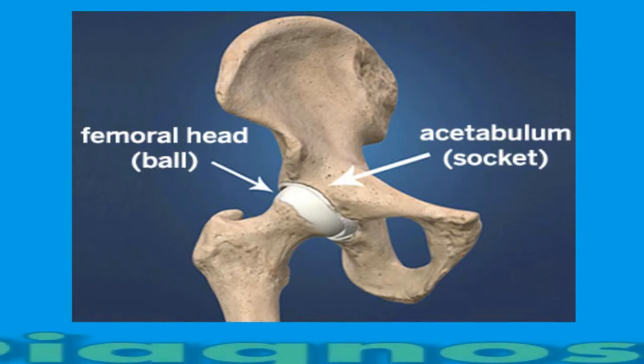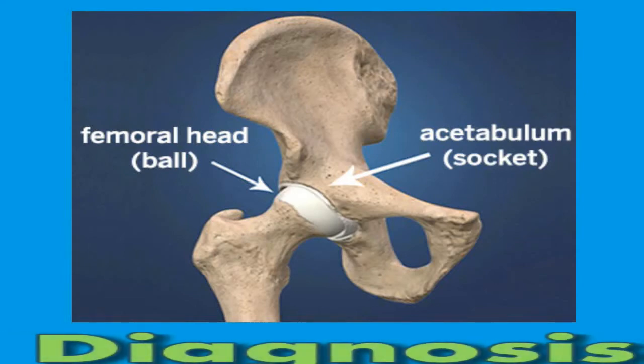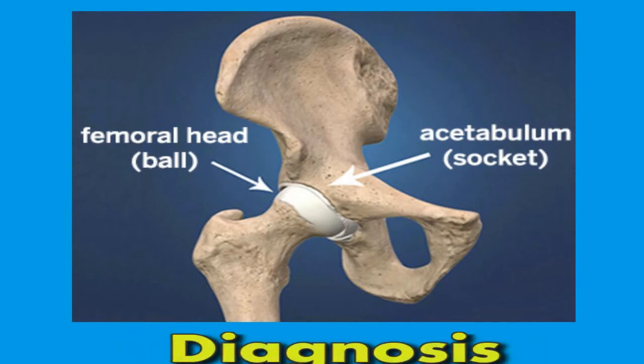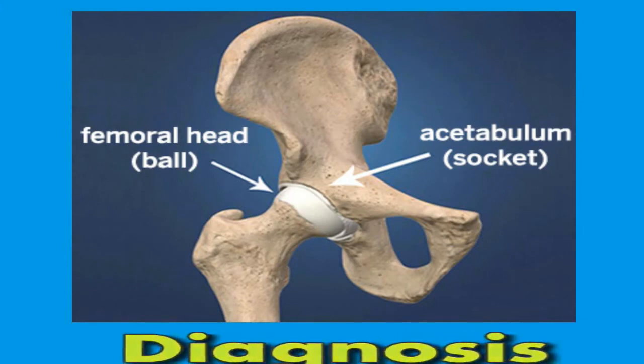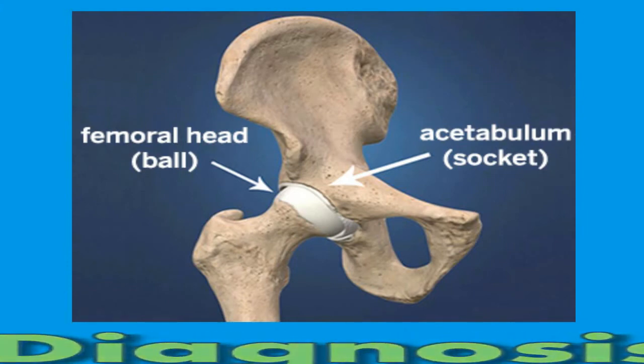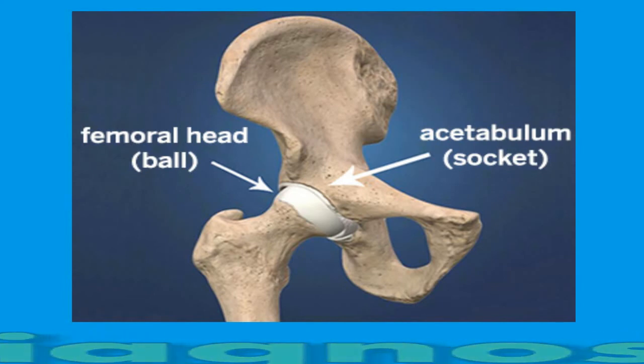Diagnosis. A doctor will perform a physical examination to determine which type of arthritis a person has. They may also order several imaging tests such as X-rays and MRI, ultrasound, or CT scans. This can show how advanced the condition is and whether there are any problems with the surrounding tissue.